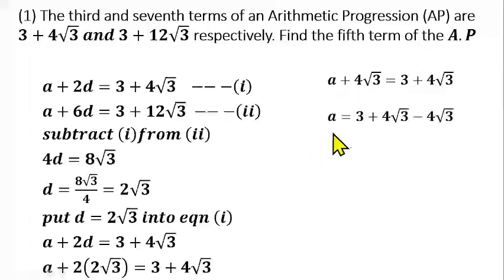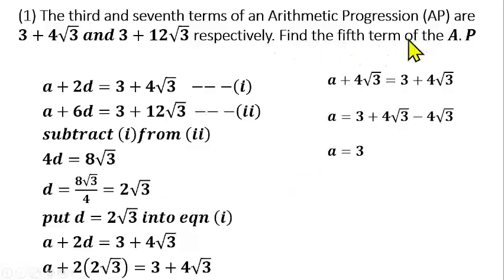You have a to be equals to 3 plus 4 sub 3 minus 4 sub 3. Then 4 sub 3 minus 4 sub 3 gives us 0. So that means you have a to be equals to 3 there. So that means the first term is 3 and the common difference is 2 sub 3.